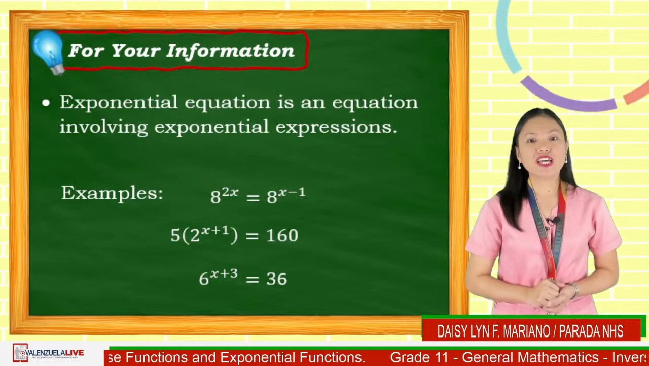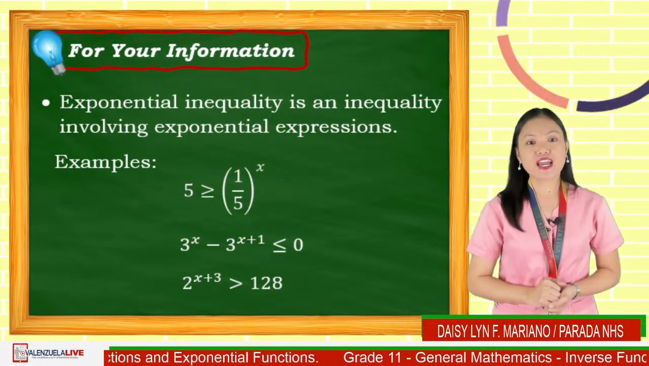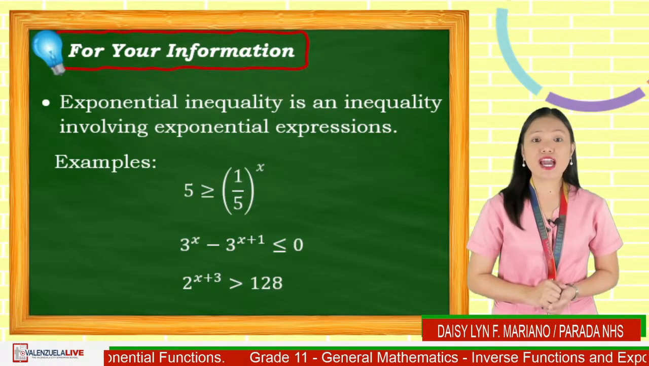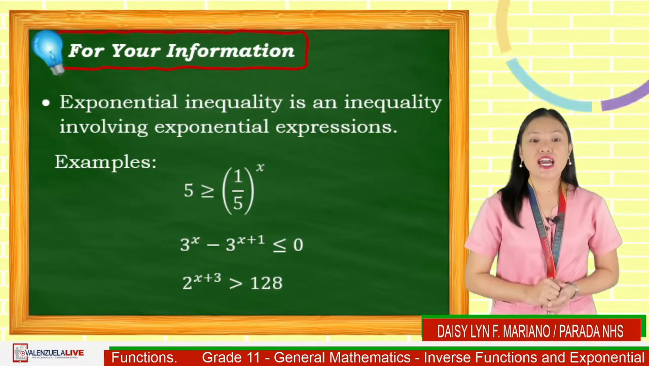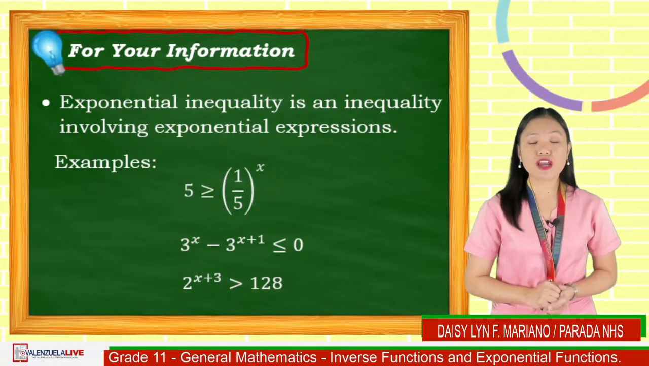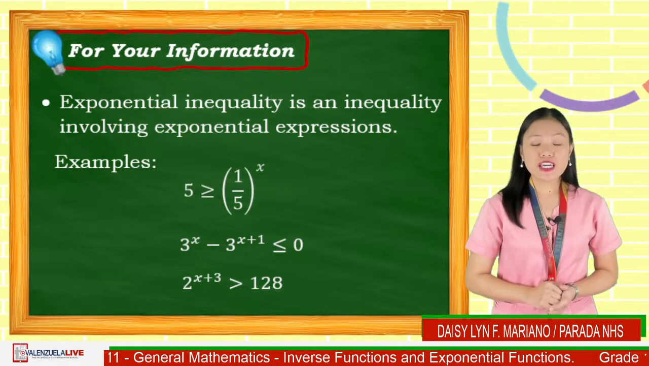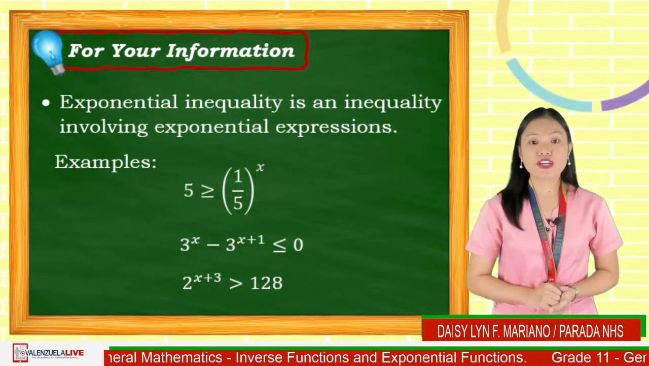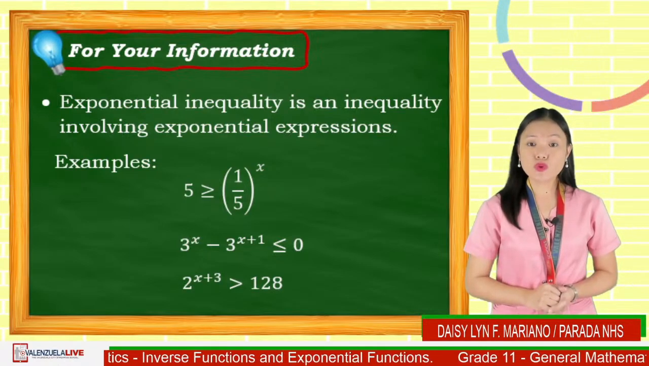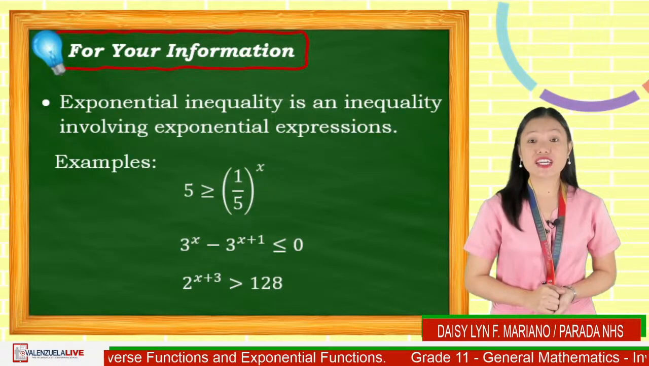Last, an exponential inequality. An exponential inequality is an inequality involving exponential expressions. Examples are 5 is greater than or equal to 1 over 5 raised to x. 3 raised to x minus 3 raised to x plus 1 is less than or equal to 0. And 2 raised to x plus 3 is greater than 128.